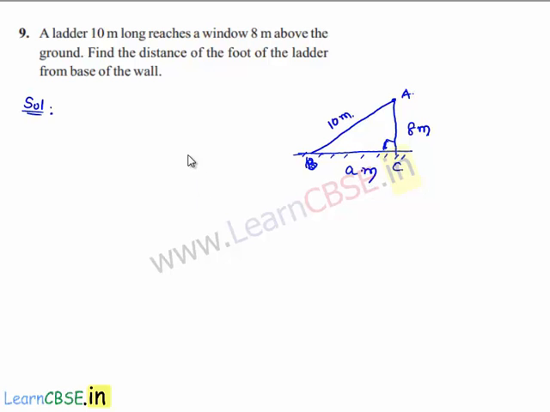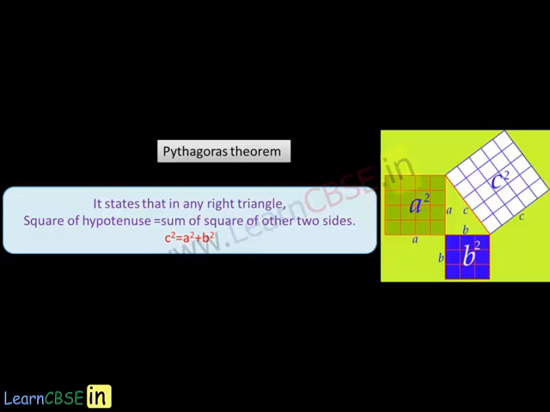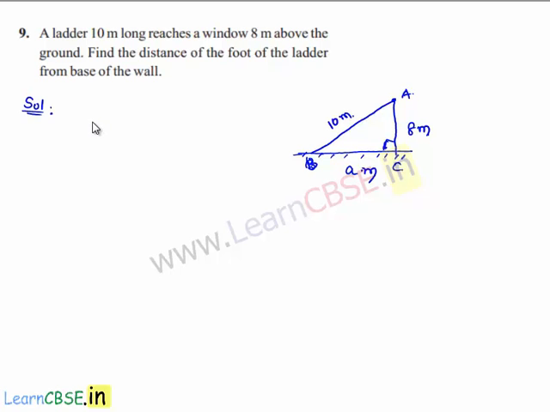We know from the Pythagoras theorem that hypotenuse square is equal to the sum of squares of the other two sides. We can say hypotenuse square, that is AB square, is equal to the sum of squares of the other two sides, that is BC square plus AC square. That implies AB square, here we have 10 square, which is equal to BC square, that is a square, plus AC square, which is given as 8 square.